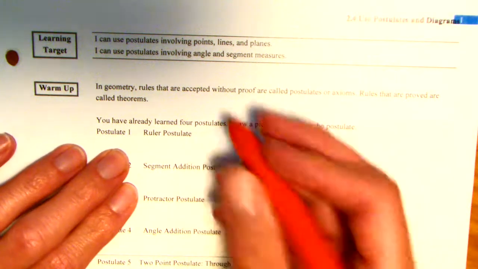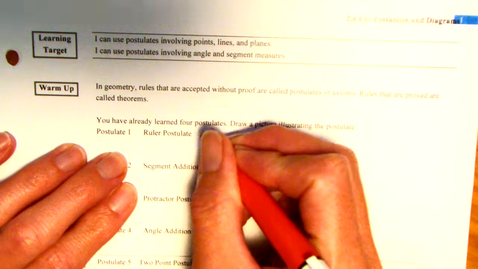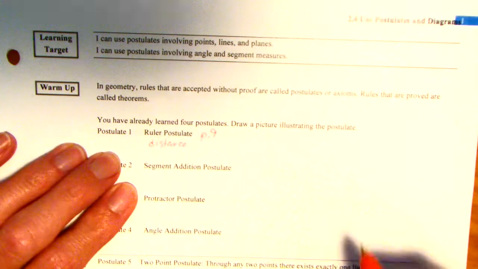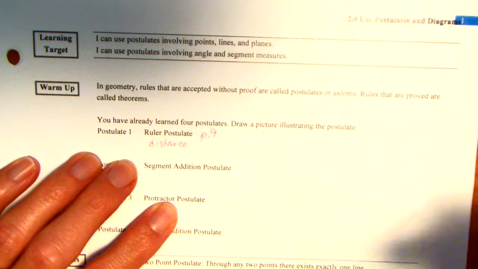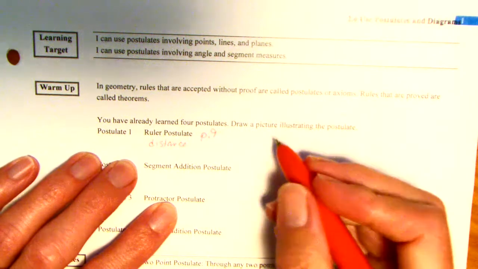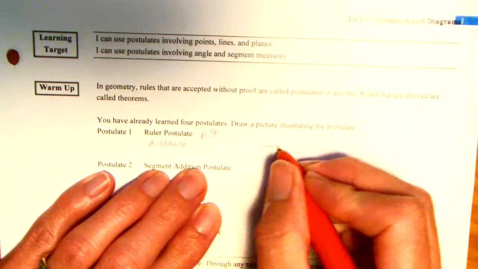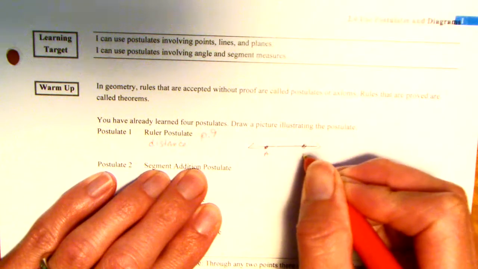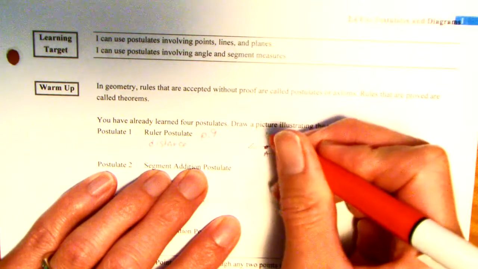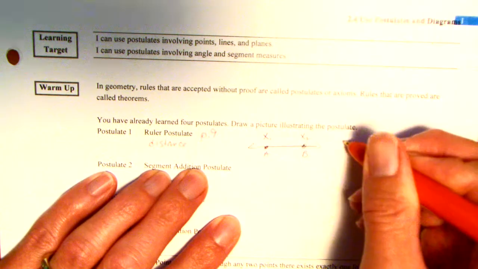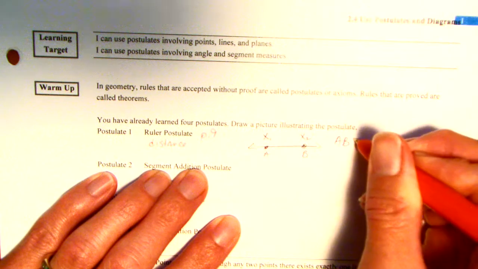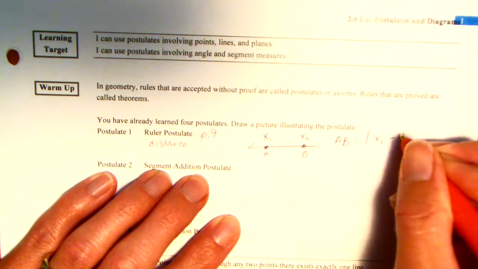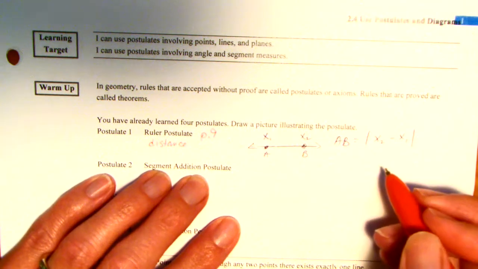So the ruler postulate. This was page 9 in your book, I believe, and basically it's about distance. Hopefully you can see that. I wonder if I should use the black pen. And we're going to draw a picture, so basically here's A, here's B, x1, x2. The distance AB is equal to the absolute value of x2 minus x1, because a distance always has to have a positive value.